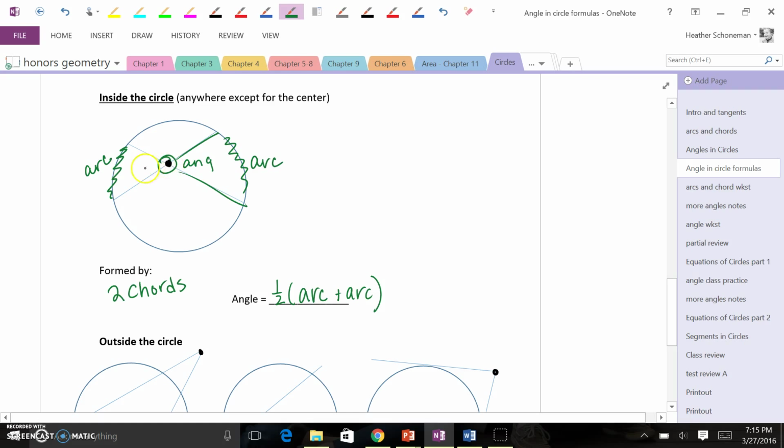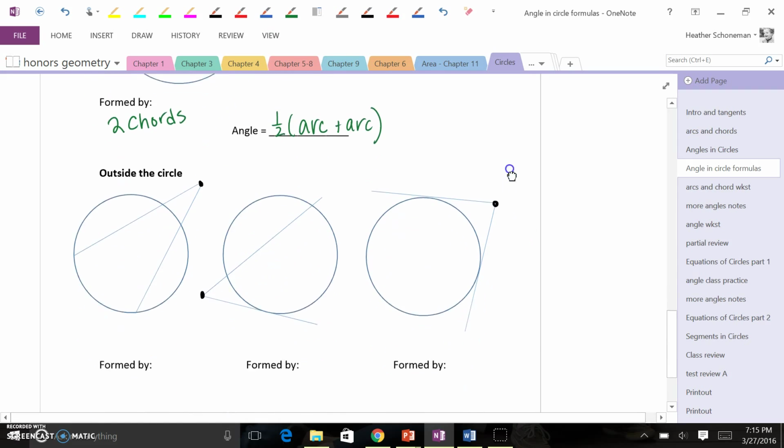Now, remember vertical angles, the left and right angle are the same, so it doesn't really matter which one you're solving for. And if you wanted the top angle up here or the bottom one down here, you could get it by using those top and bottom arcs. And you'll see some examples of that in a minute.